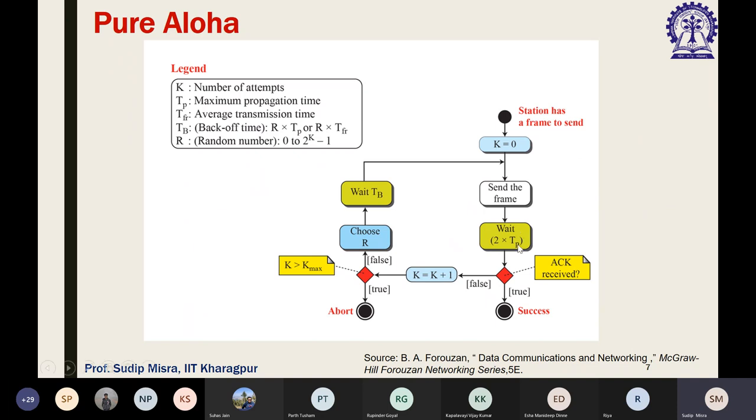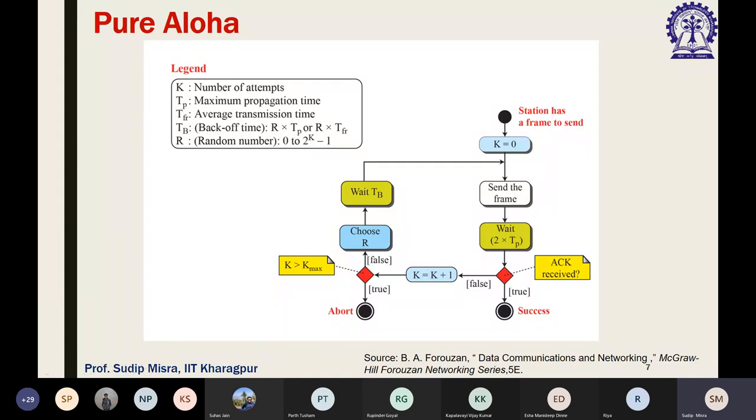Now the question is, why 2 times TP? Basically, this is to ensure that the vulnerable period of collision between the frames is avoided. So you wait for 2 times the maximum propagation time between the stations which are farthest separated. Then you make a decision whether the ACK has been received. If the ACK is received, no problem, right? That means it is assumed that the frame has been successfully delivered.